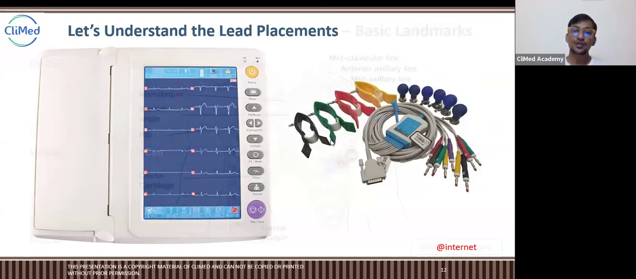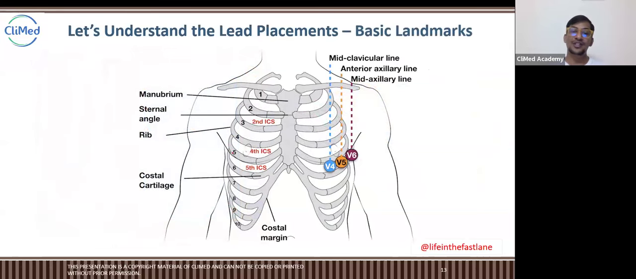Now look at this, how these are attached. This is the basic thing: this is the external area, the full external area. Look at this here: ribs 1, 2, 3, 4, 5, 6, 7, 8, 9, 10. So how do we attach V4?